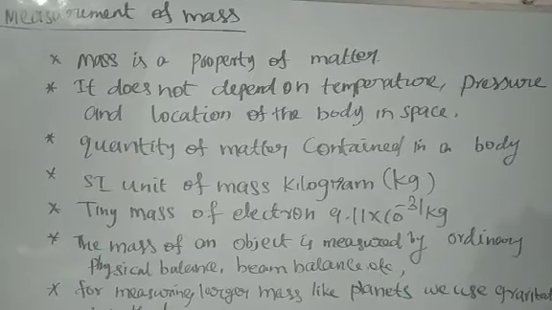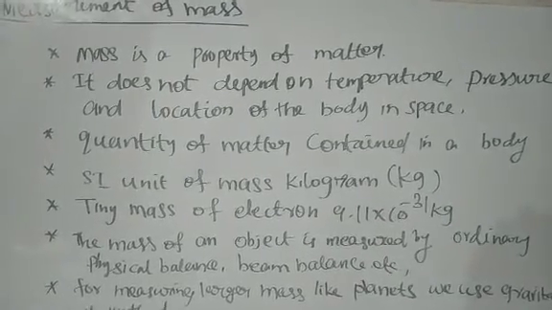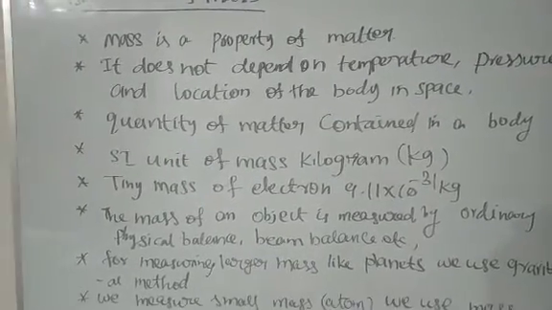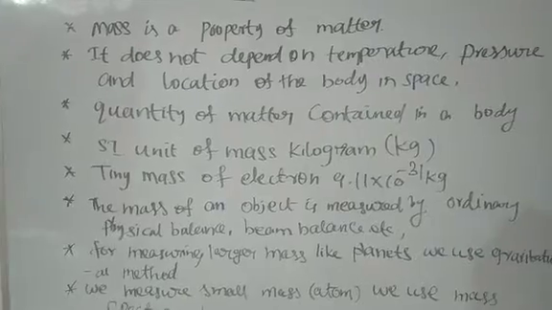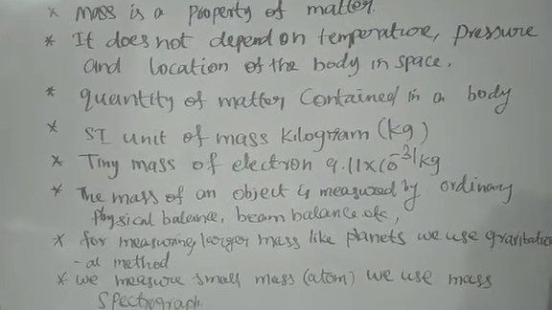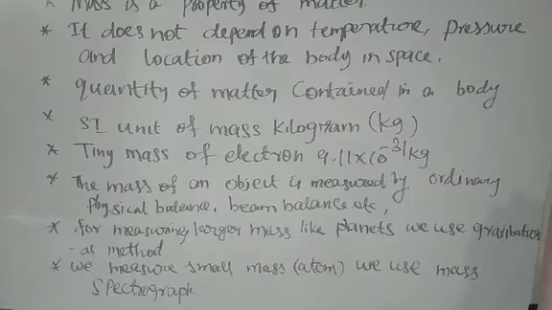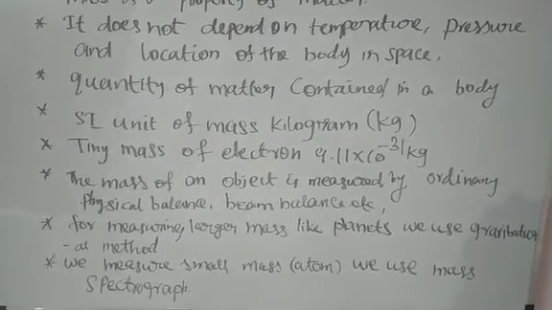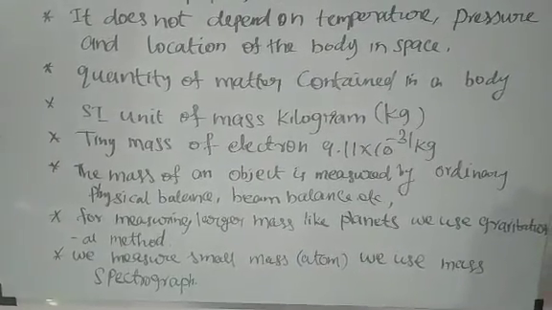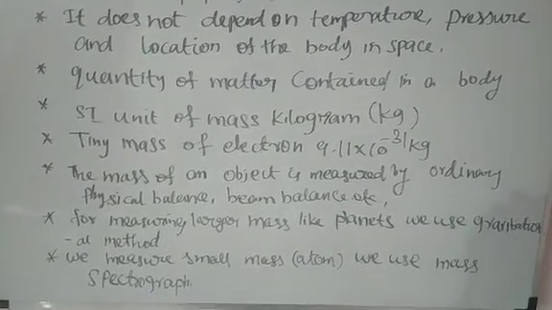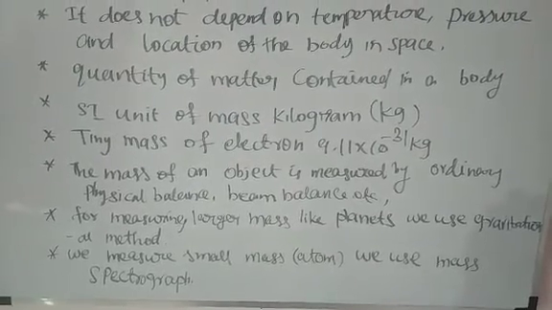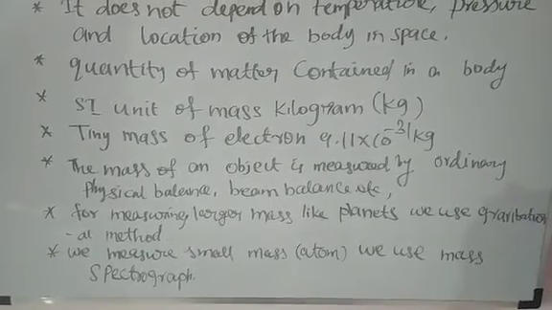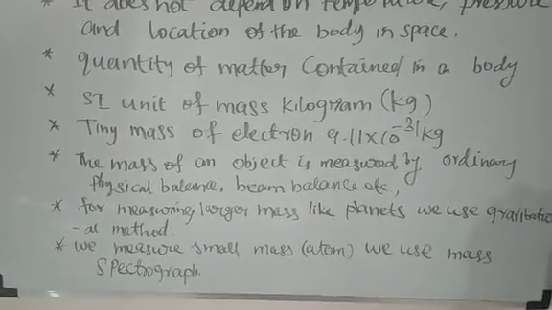Mass is defined as the quantity of matter contained in a body. The SI unit of mass is kilogram. The tiny mass of an electron is 9.11 x 10^-31 kilogram. The mass of an object is measured by an ordinary physical balance, beam balance, two-pan balance, etc. For measuring larger masses like a planet's mass, we use the gravitational method. For small masses, subatomic and atomic masses, we use mass spectrograph.